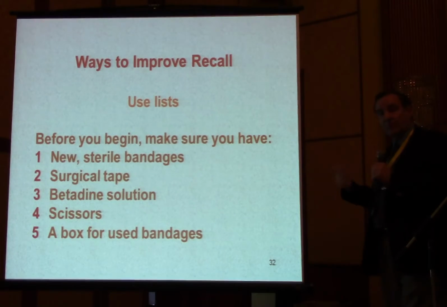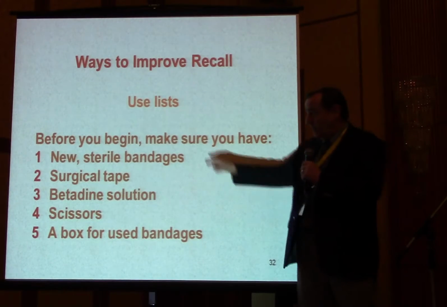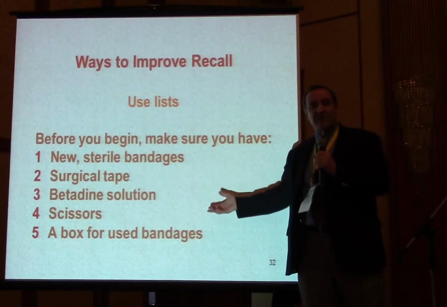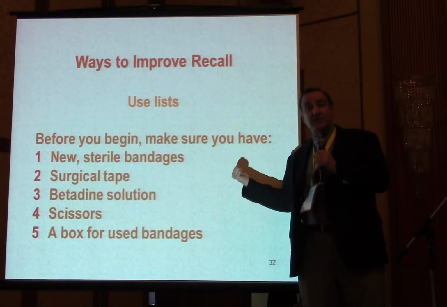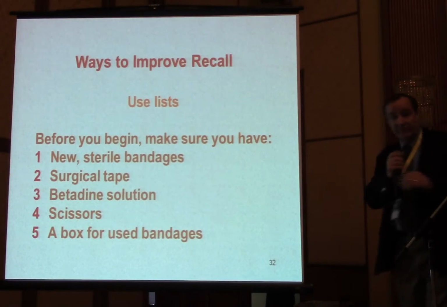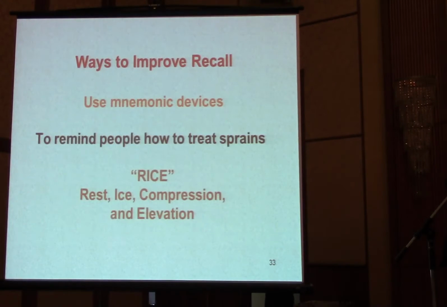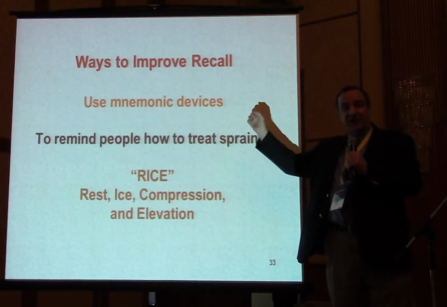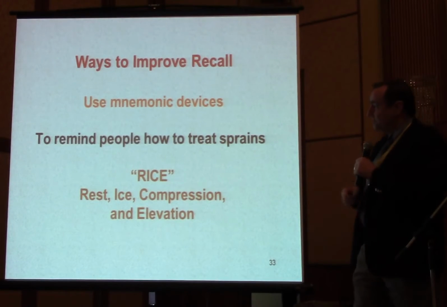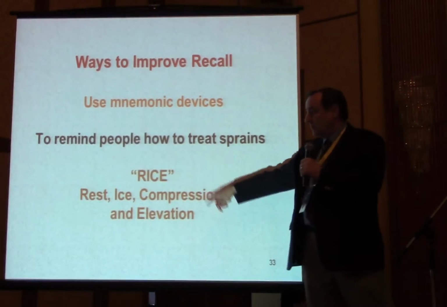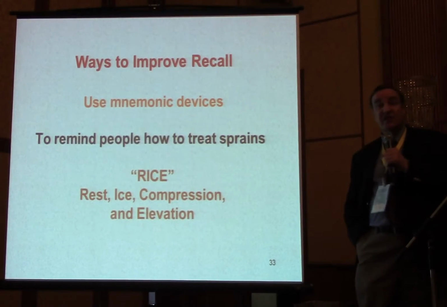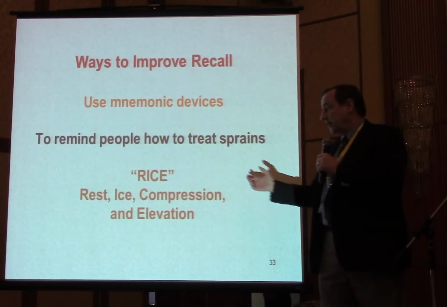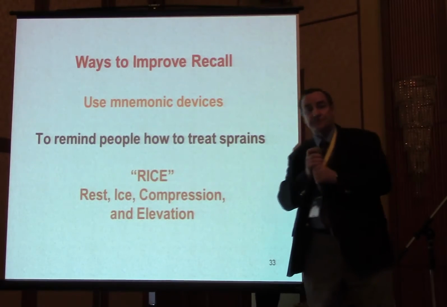Lists also help people remember. If they know they need 5 things to change the bandage, and they can only think of 4 of them, that's a clue they need to go back to the handout and look for the 5th one. We call these mnemonic devices. These are memory aids. So for example, rest, ice, compression, and elevation. It's what you do for a sprained ankle. It's easy to remember this.